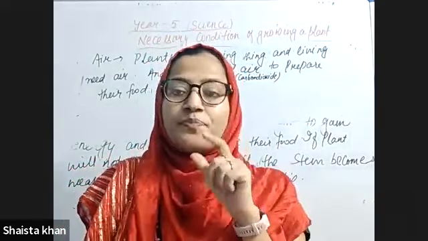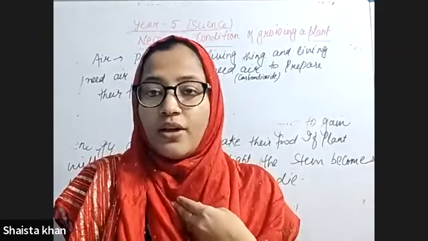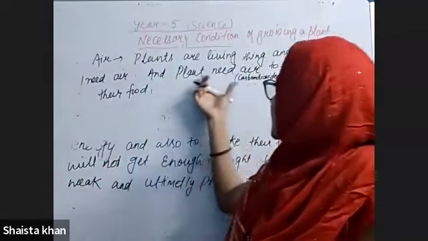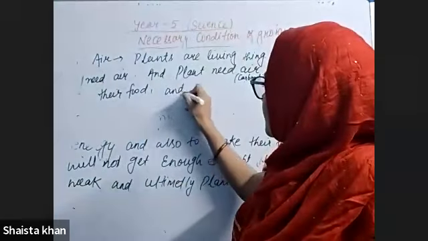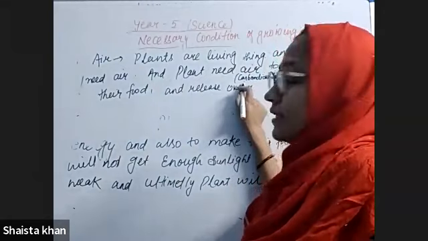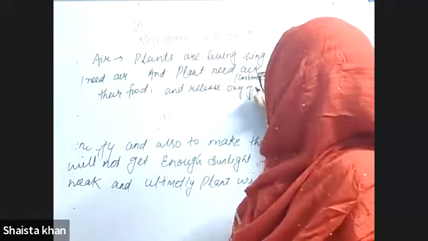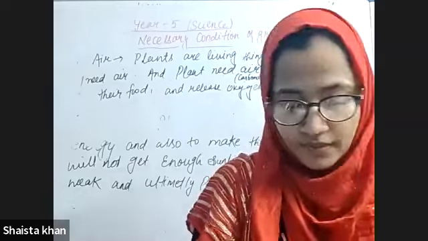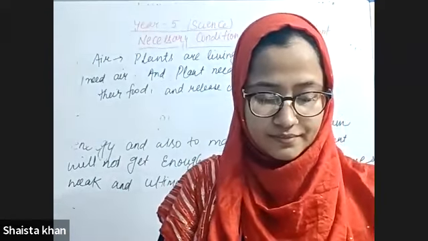But we all know that oxygen is necessary for human beings. Oxygen is necessary for us to breathe. So plants need carbon dioxide to prepare their food and to release what? Oxygen, which is very important for us. Right? That's how air is important for the plant. So this was your chapter.